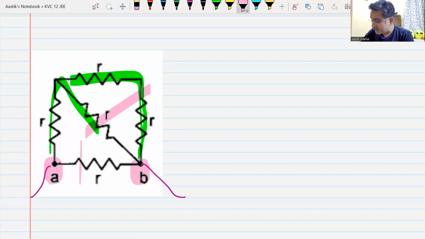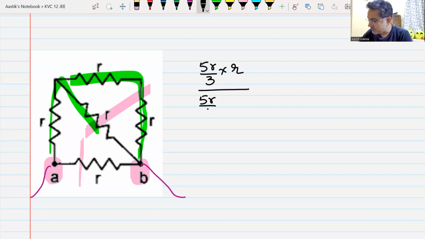Then 5R by 3 and this R will come in parallel. So the final answer would be 5R by 3 into R divided by 5R by 3 plus R. And I think you are going to get 5 by 8 R. 5 by 8 R should be the answer. Everyone understands how this is done? This is again that series-parallel stuff.